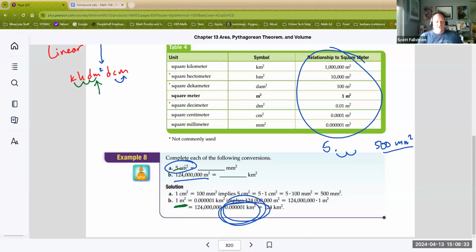So if I have 124, what is that, million? I'm going to move 6 decimal places. So on the number 124,000,000, my decimal point is right here, and all I do is move 6. So it's 1, 2, 3, 4, 5, 6. I end here, and I'm at 124 square kilometers.